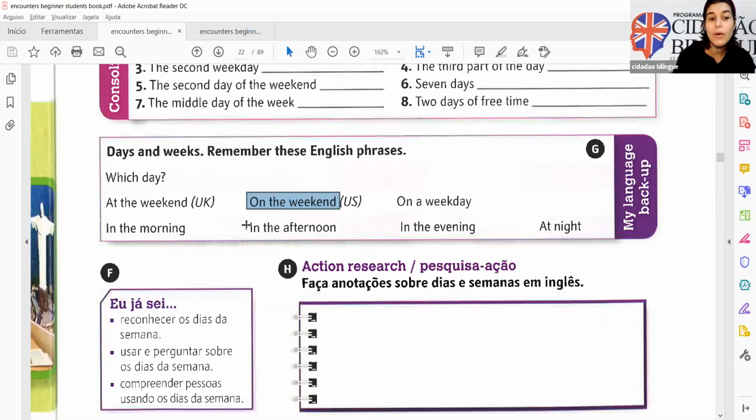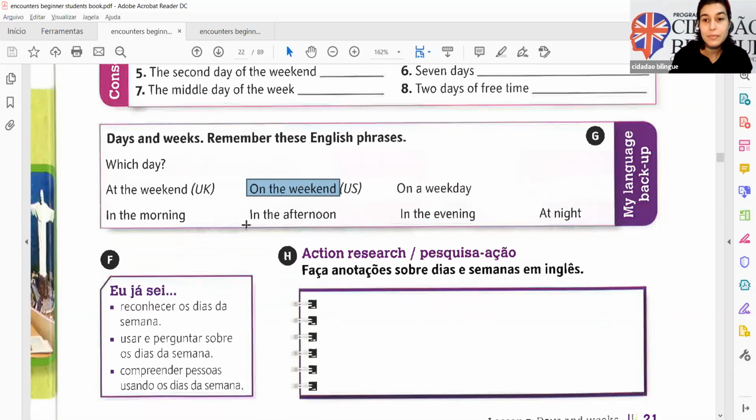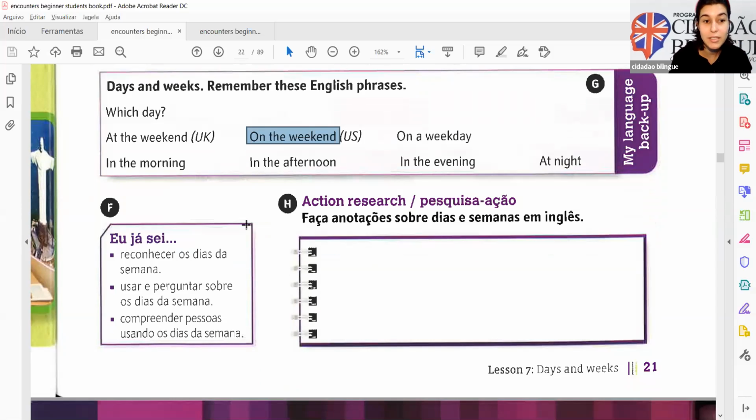So now we know how to recognize the days of the week. We know how to use and to ask about the days of the week. And we know how to comprehend people using the days of the week. E a gente também consegue compreender as pessoas usando os dias da semana. Okay? Since tomorrow is a holiday, já que amanhã é feriado, we are going to start the next lesson now, okay? So we have to be quick.